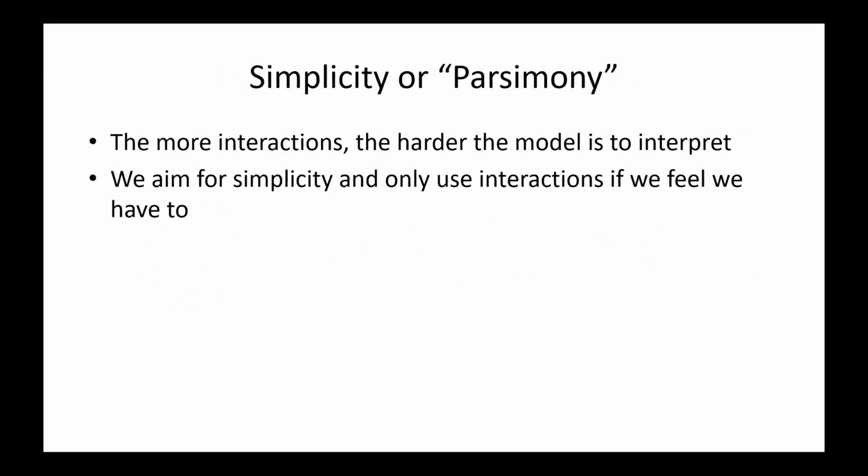When we construct a model, and we haven't really talked about model selection, we are aiming for a simple model because it's easier to interpret, and we're trying to understand what's going on. And in model selection, this is always called parsimony. So the more interactions you add, the more complicated the model becomes. So because we aim for simplicity, we only use the interactions we feel we need to include because they're significant.